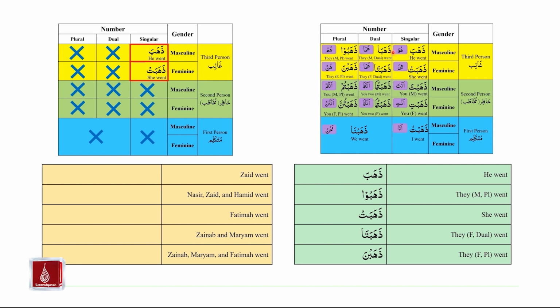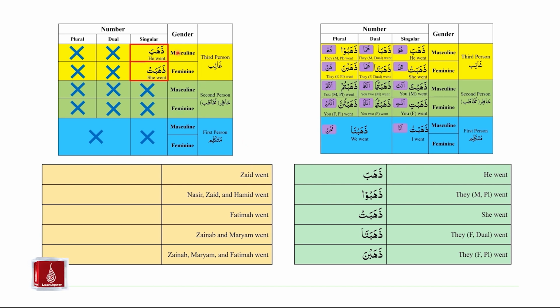Now let us look at the use of marfu noun as fa'il. If we want to say Zaid went, in this case, Zaid is fa'il. Fa'il is the one performing the action. Zaid is the one performing the action. And since Zaid is a noun, therefore fa'il will be used as a noun. And as we studied, if fa'il is a noun, then we only have two options. Either we can use cell number 1 or we can use cell number 4.